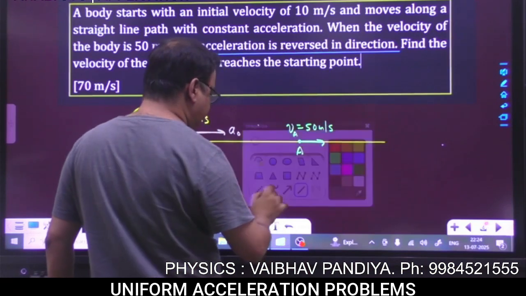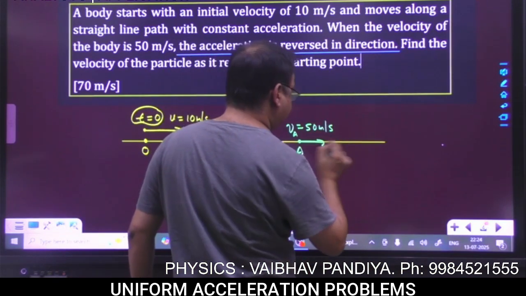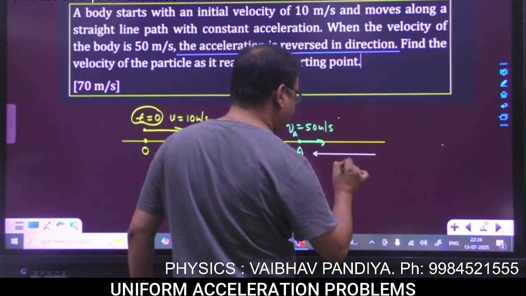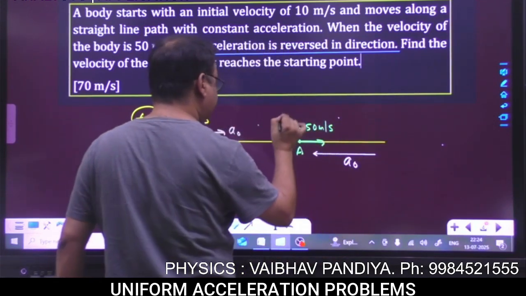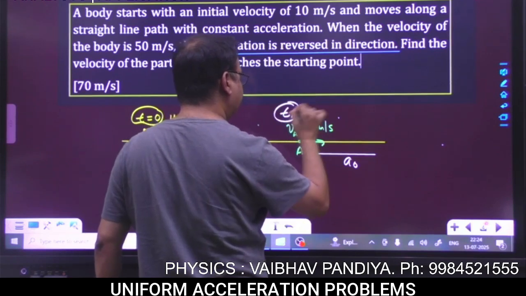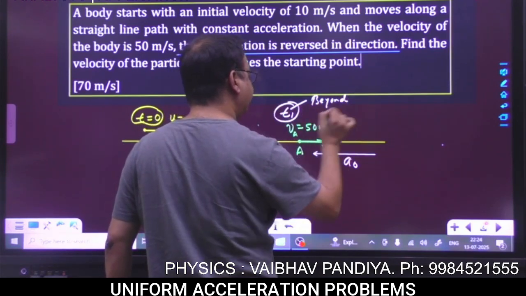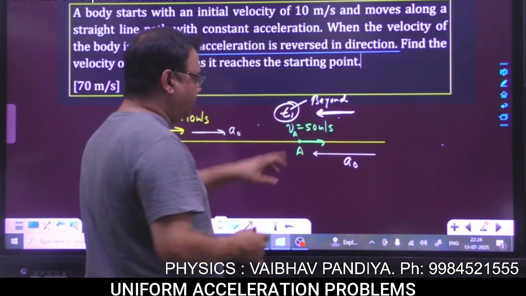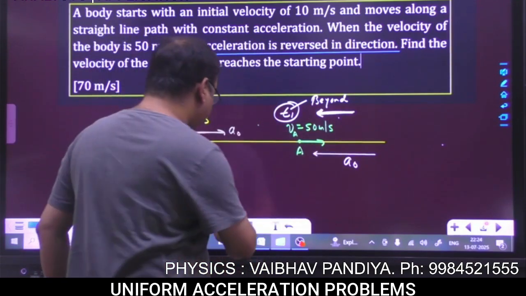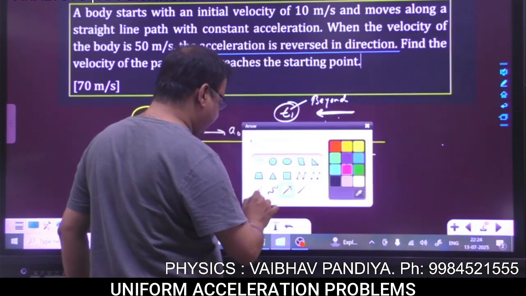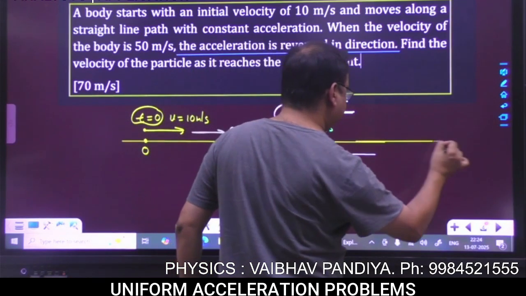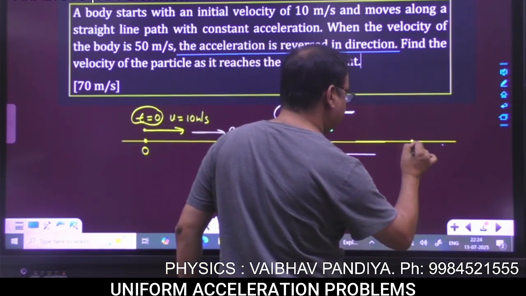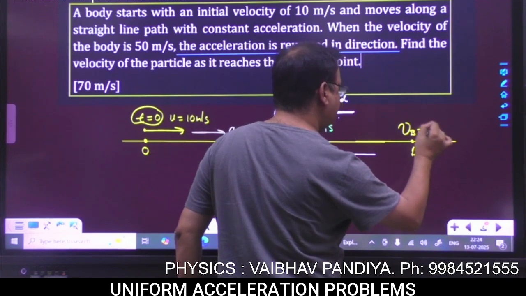So after reaching the point A, the acceleration would be towards the left side with the same magnitude A naught, correct? So say this time is t1, so beyond t1, A will be towards the left side, okay? So it is going under retardation, correct? So we know the fundamentals. Now the velocity will be decreasing, and ultimately a point will come, say a point B, where the velocity of the particle will become 0.